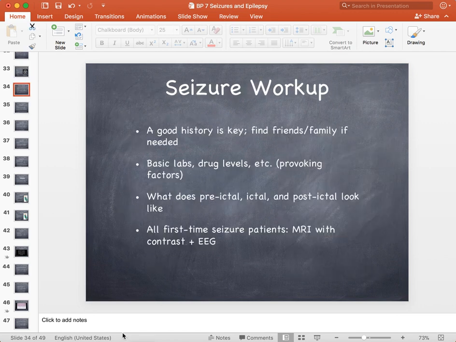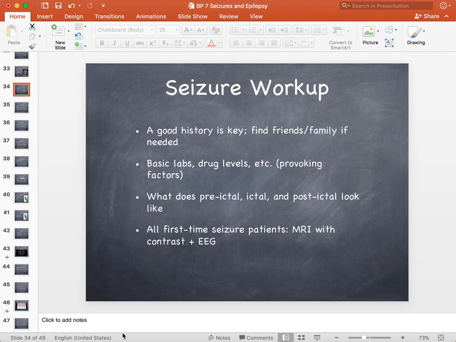Okay. How do we work up a seizure? So history is key. It's the first and foremost thing, because unfortunately a lot of times somebody comes in, there's sort of this vague description of shaking. Everybody assumes it's a seizure, but we don't necessarily know that, right? And so, finding anybody who was able to hopefully witness the seizure, or if it's repeated seizures, so friends, family, the person at the bus stop, if that's where it happened.